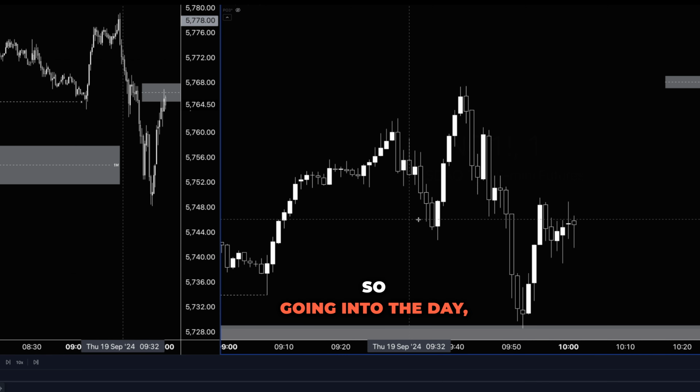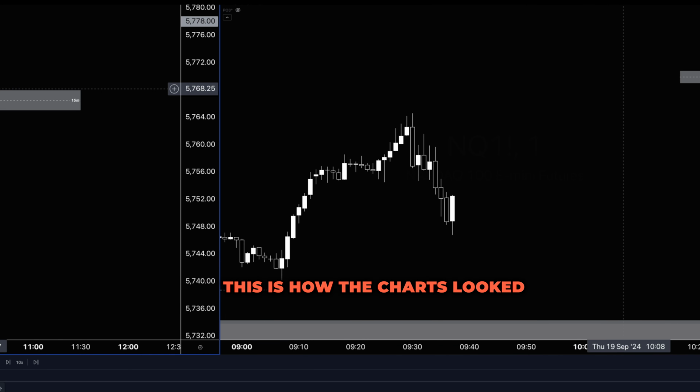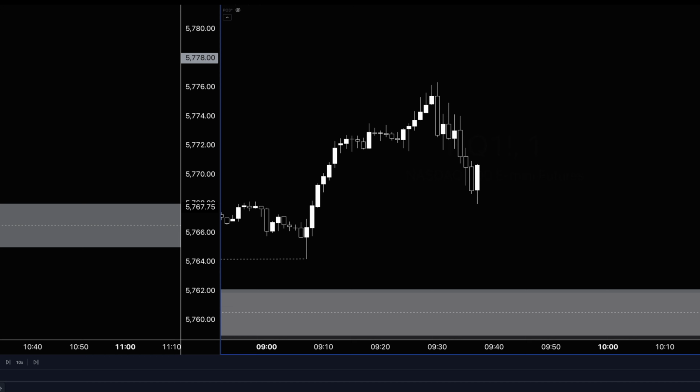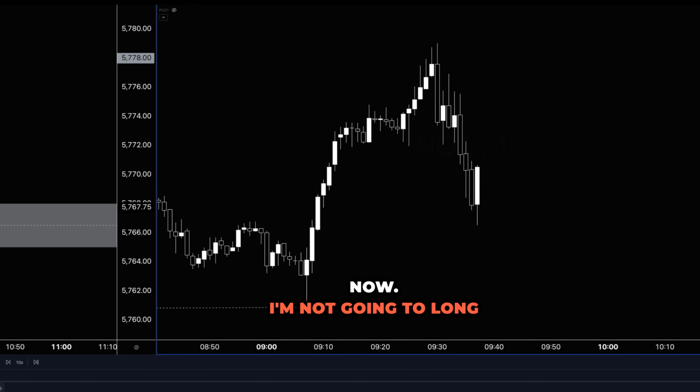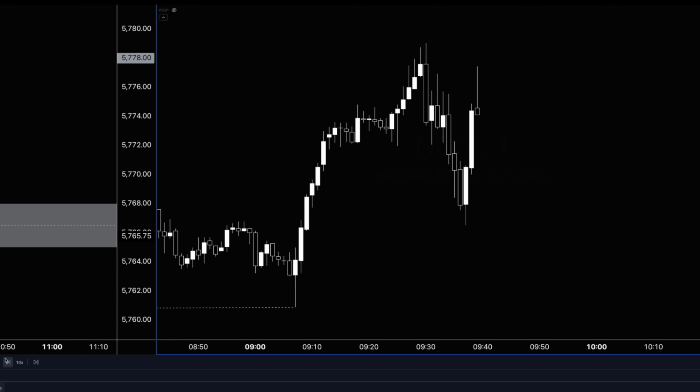So going into the day, this is how the charts looked like, right? In the morning. So ES is all the way down here. We have this bullish SMT with NQ. I'm just waiting right now. I'm not going to long right now because I don't see my setup. So I was just waiting.